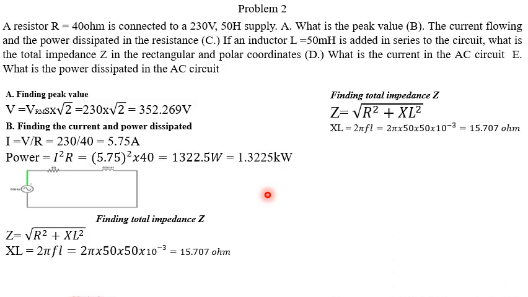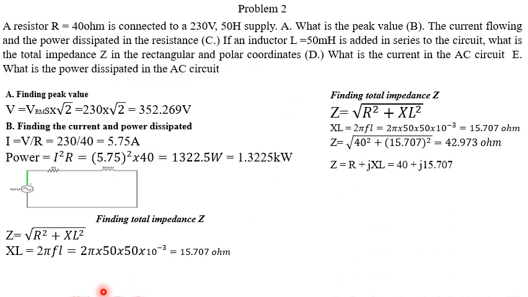we now get our final answer as 42.973 ohms. So our impedance becomes 42.973 ohms. They said we should calculate the impedance in rectangular and polar coordinates. We now need to find the angle. How do we find the angle? This is the polar coordinate.